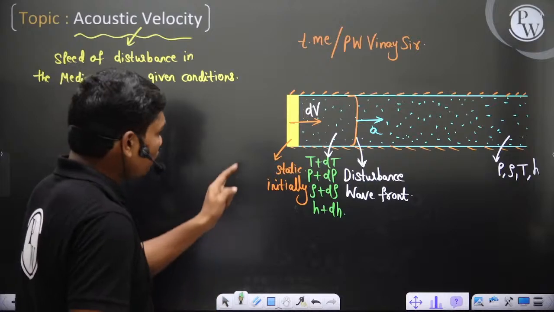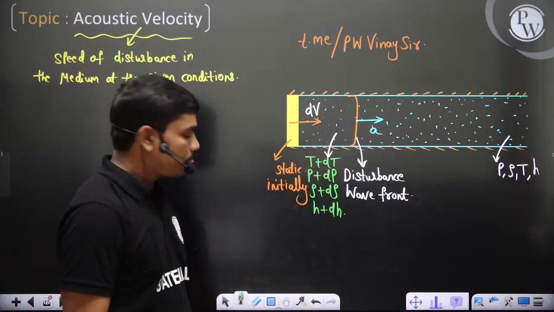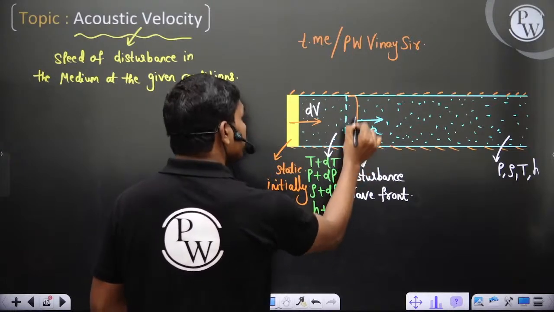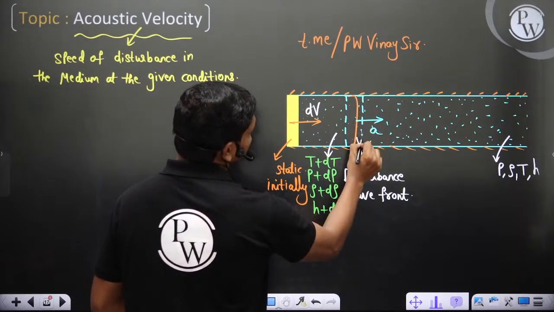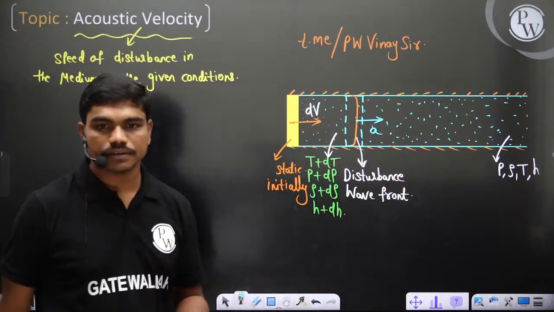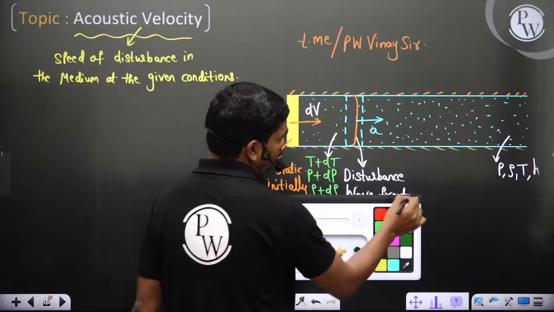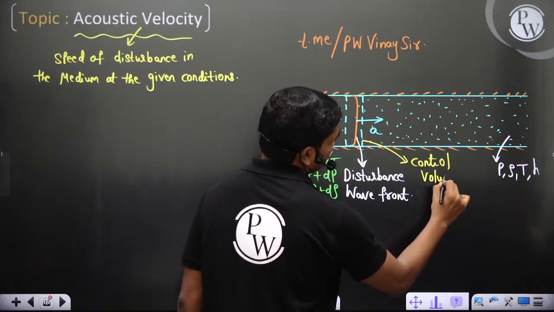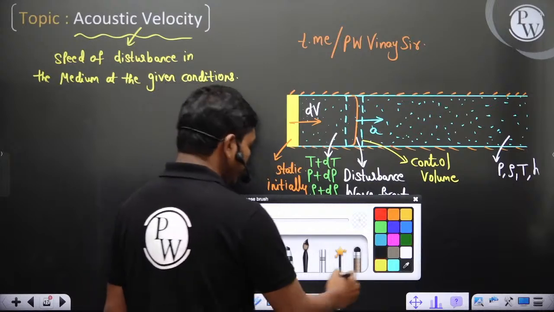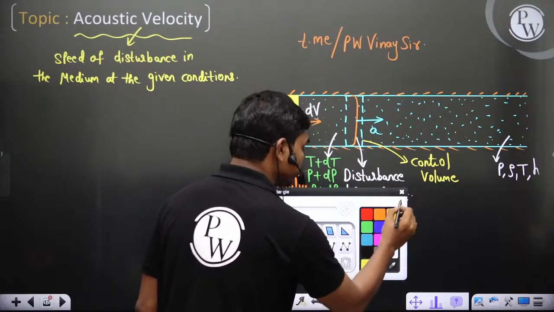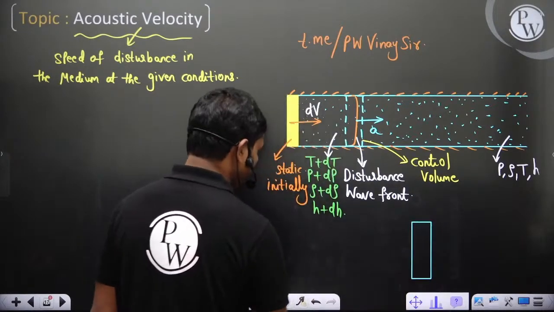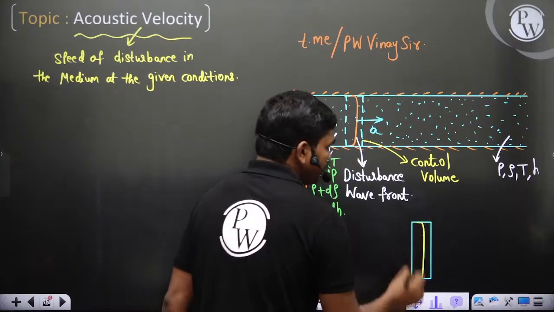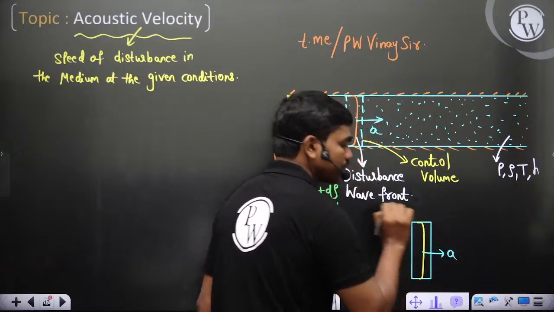Okay, now if you want to analyze what this wave front is doing, I want to take a small control volume around this wave front. Okay, so this is your control volume. Now practically what's happening, look, if I take this control volume, there's a wave front which is like this. This is the wave front, and this wave front is actually moving at a velocity a. This is what you know.